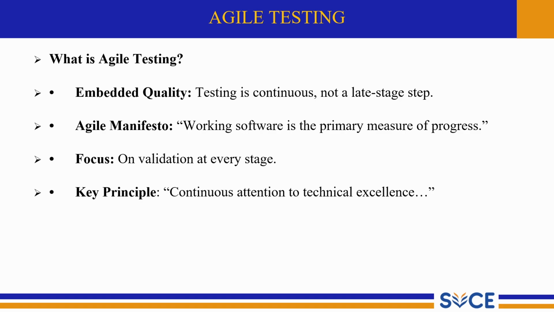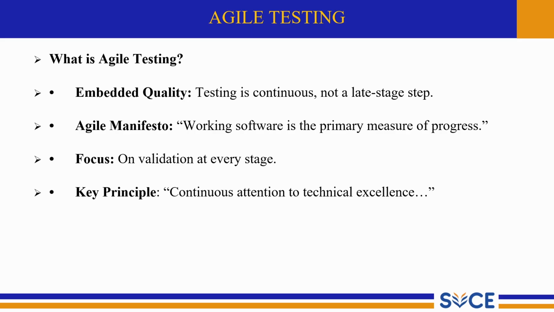Agile Manifesto link. According to the Agile Manifesto, working software is the primary measure of progress. This means the focus is not on documents or plans but on delivering working features that have been tested and verified. Testing ensures the functionality works as expected so that software can be released frequently.